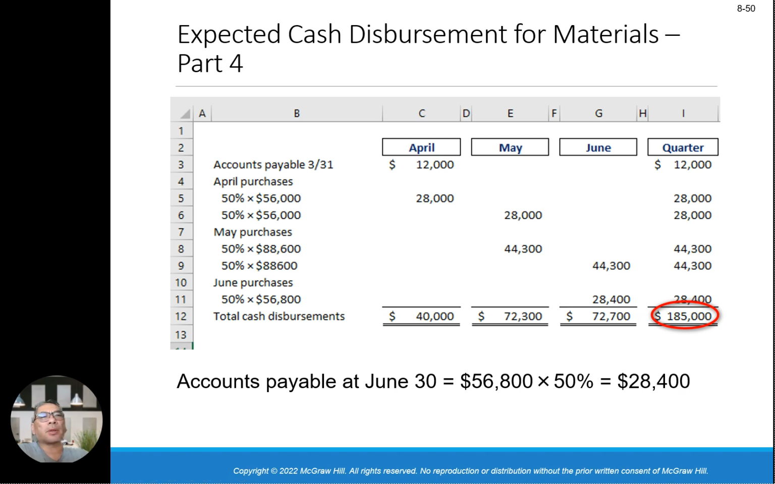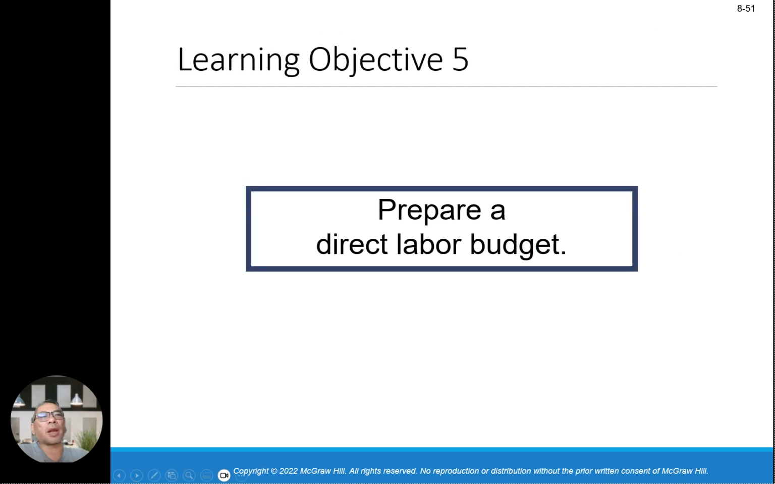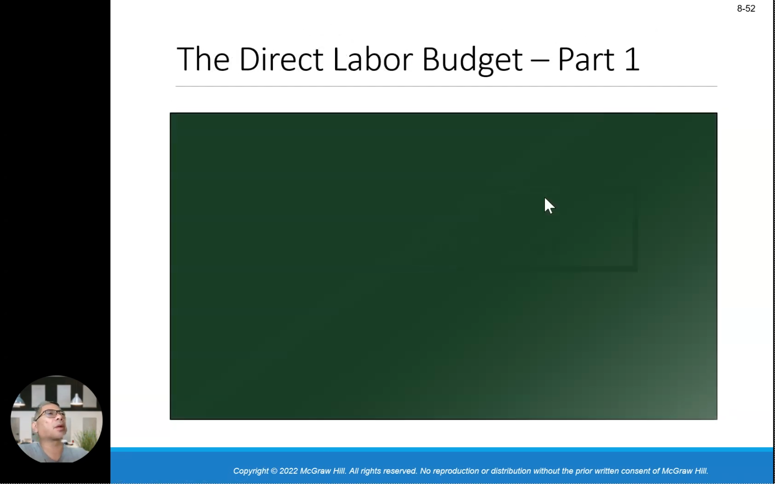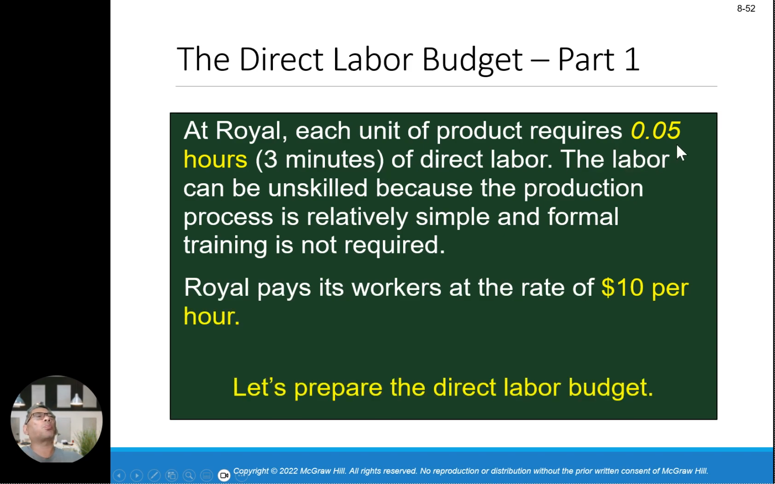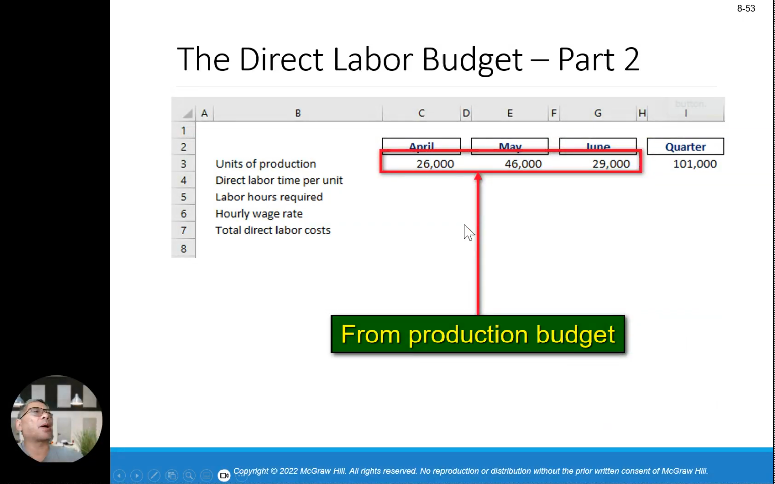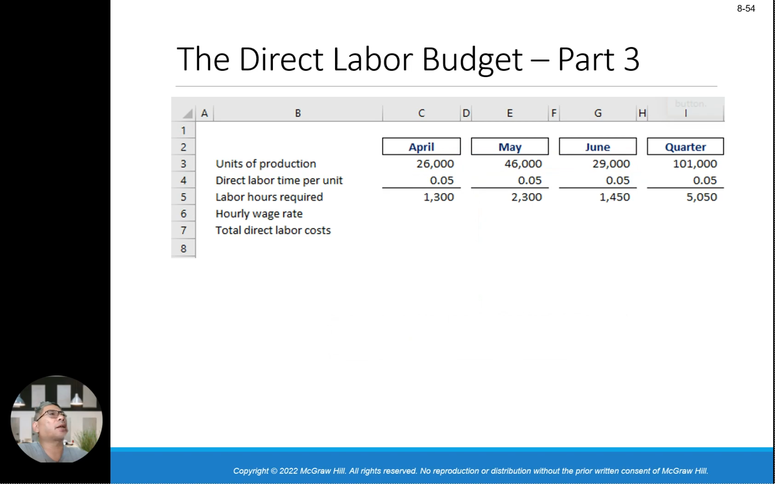All right, let's look at objective number 5, which is to prepare the direct labor budget. In the direct labor budget, we have Royal's unit at 0.05 hours, or 3 minutes, of direct labor. The labor will be unskilled because the production process is simple and formal. Training is not required. Royal pays an average rate of $10 per hour. So you're going to start the direct labor budget here, April, May, June, the same as before. But this time it is labor. So labor per unit, 0.05 each. So your labor hours required are 1,300 for April, 2,300 for May, and 1,450 for June.